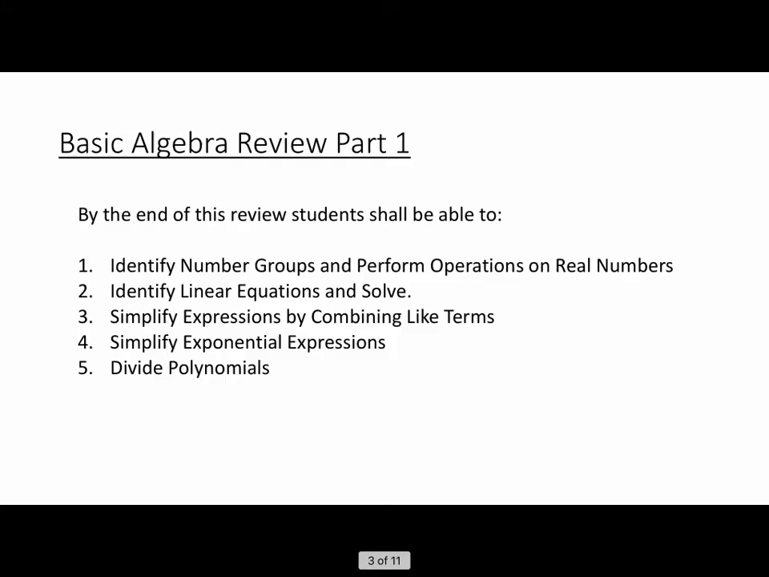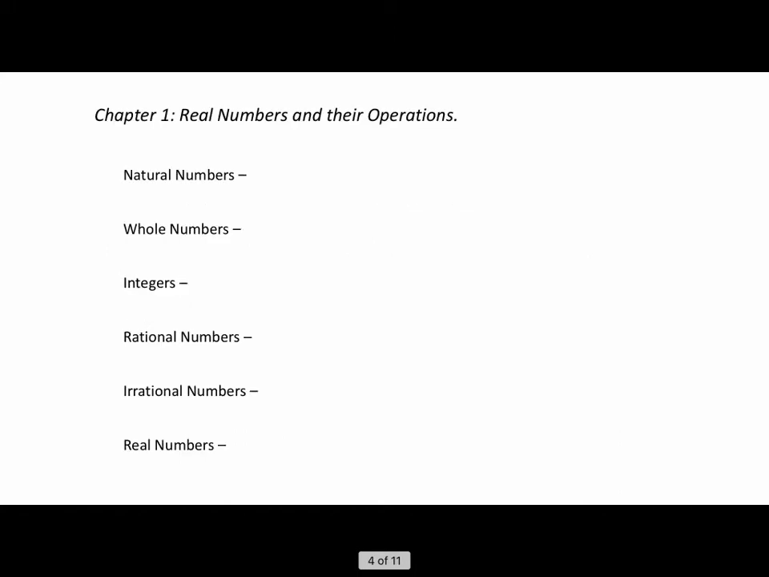So Basic Algebra Review Part 1. By the end of this review, you should be able to identify number groups and perform operations on real numbers, identify linear equations and solve, simplify expressions by combining like terms, simplify exponential expressions, and divide polynomials. So there's a bunch of different number groups that we're going to talk about, and this is from Chapter 1 in our textbook, Real Numbers and Their Operations.